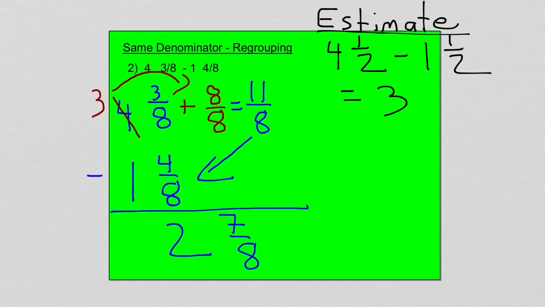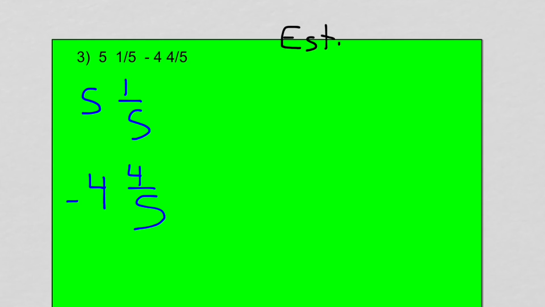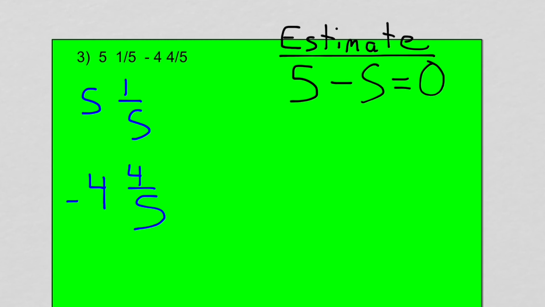I'm going to do one more. So we've got another question, 5 and 1/5 minus 4 and 4/5. I'm going to do an estimate first. 5 and 1/5 is really close to the whole number 5, so I'm going to write that as 5. And 4 and 4/5 is also really close to the whole number 5. So I'm going to do 5 take away 5, and my estimate is going to be something close to 0.